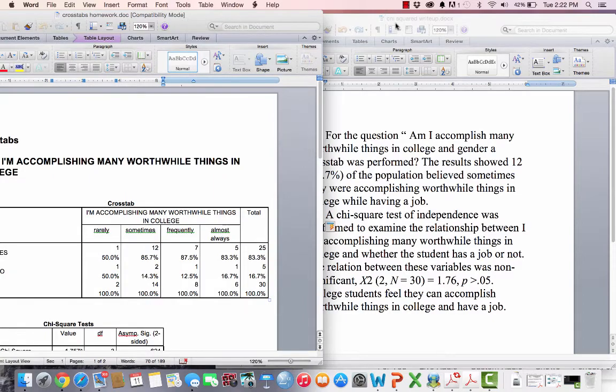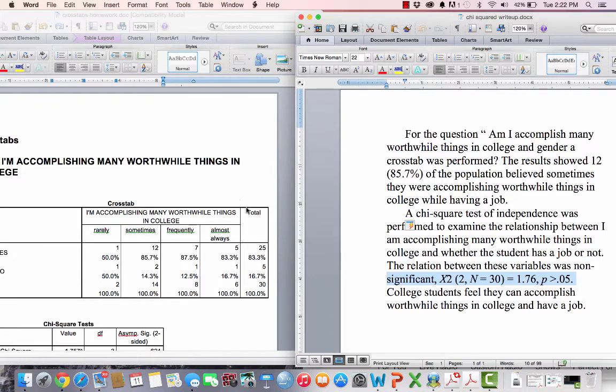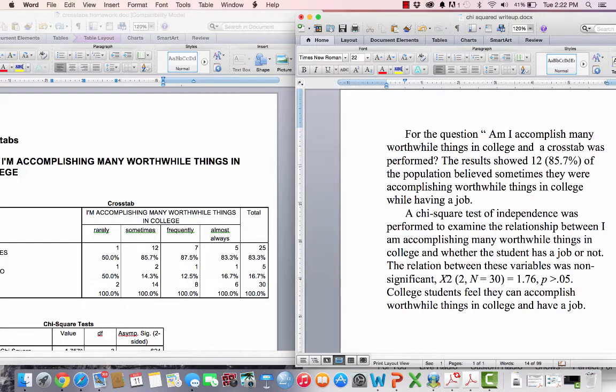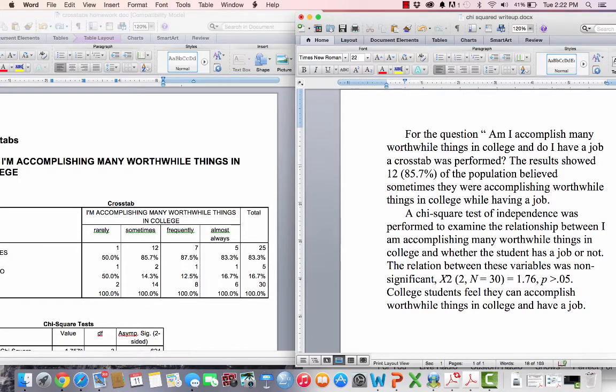and I put the write-up next to it, for the question, am I accomplishing many worthwhile things in college, and gender, that's wrong. So let's go, do I have a job? A crosstab was performed. The results showed 85.7% of the population believes sometimes they were accomplishing worthwhile things in college while having a job. That covers everything in the top box right here.